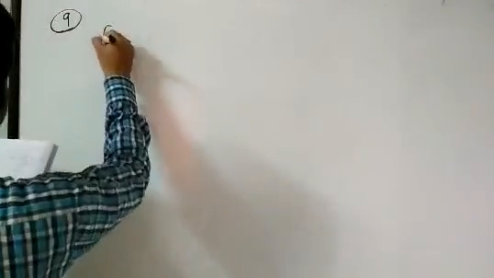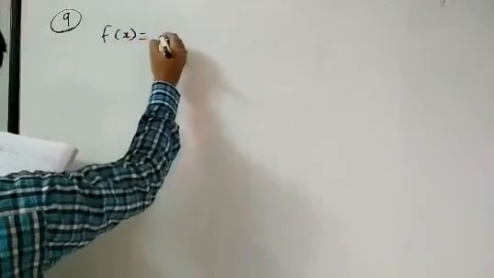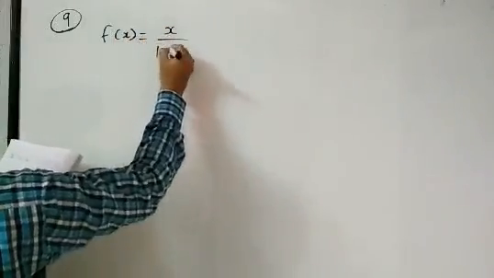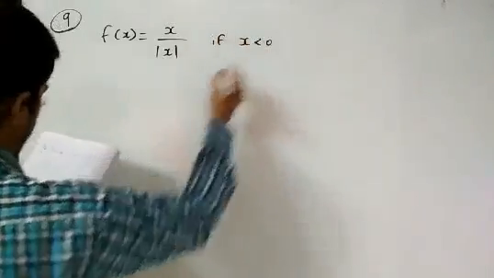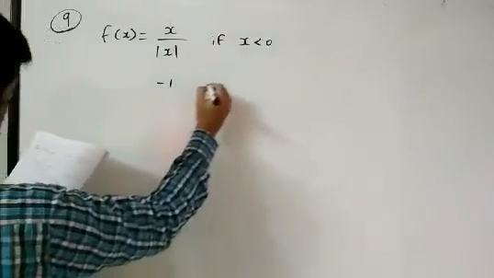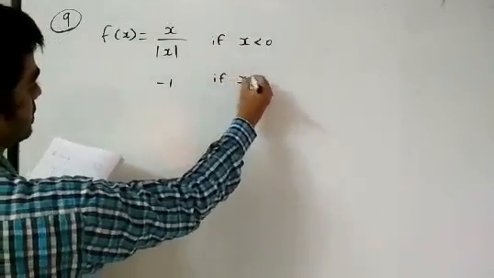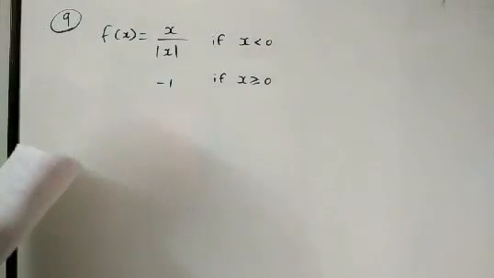See, आपको same concept लगाना है, left hand limit, right hand limit, and at that point, if you will check, it will be discontinuous. Okay. Ninth question we have. Function f of x is x by modulus x if x is less than 0, and its value is -1 if x is greater than equal to 0.